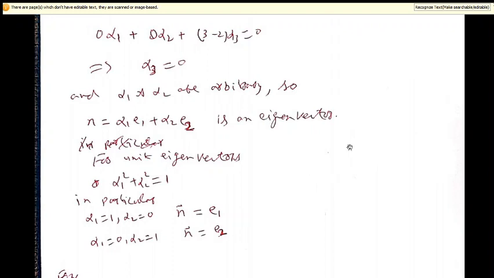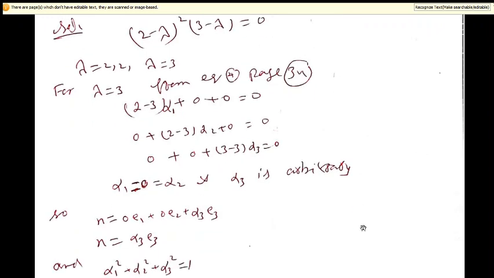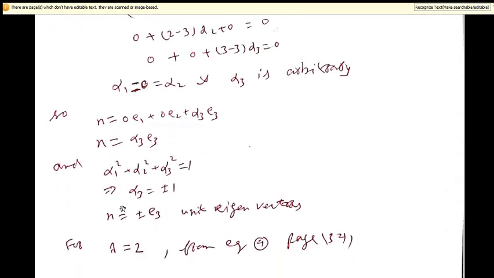So it means that we have 3 eigenvectors which have length 1 and are perpendicular to each other. One is this one, second one is this one, and third one you can have from here, n equal to plus e3. The 3 eigenvectors e1, e2, e3 are perpendicular to each other and their length is 1.